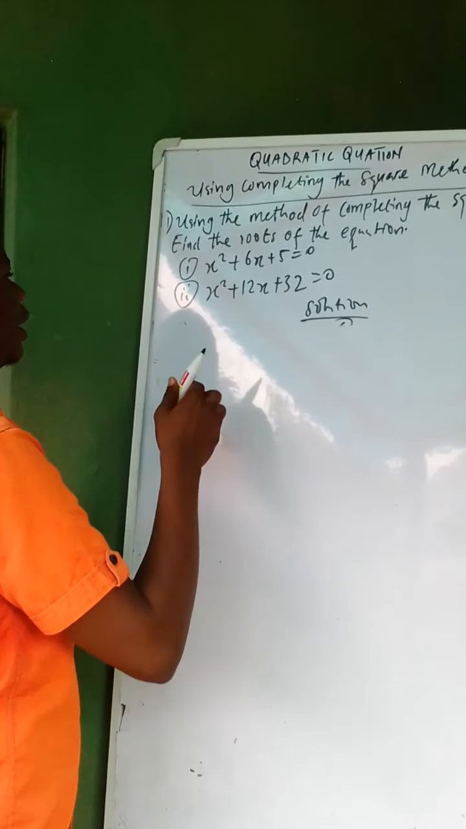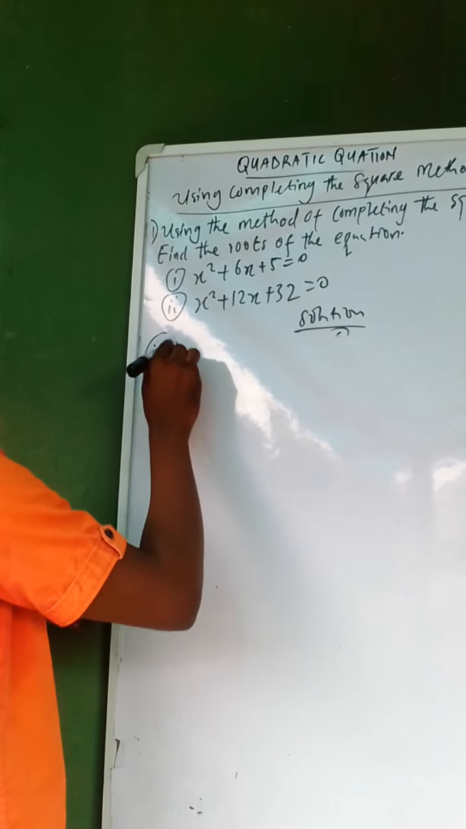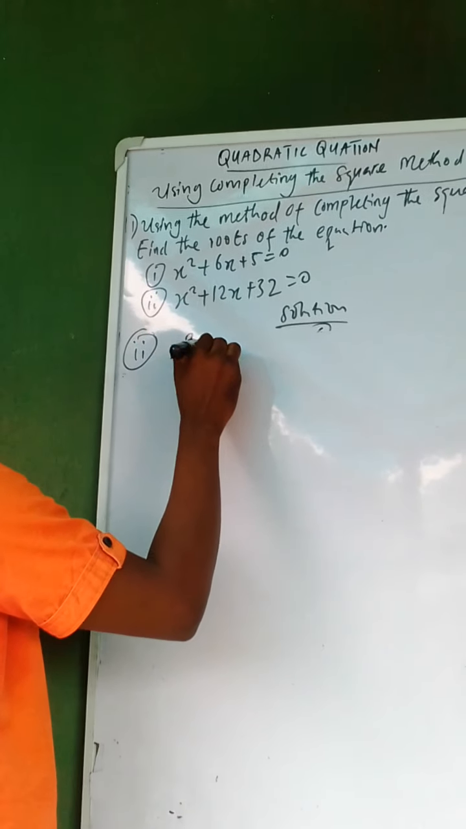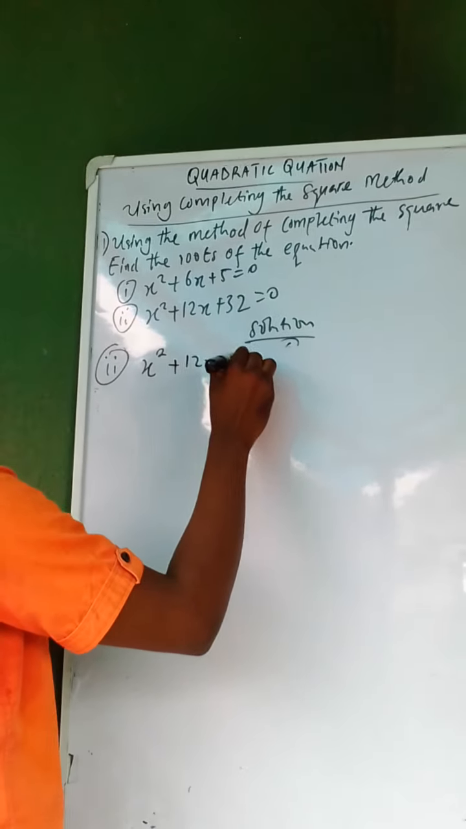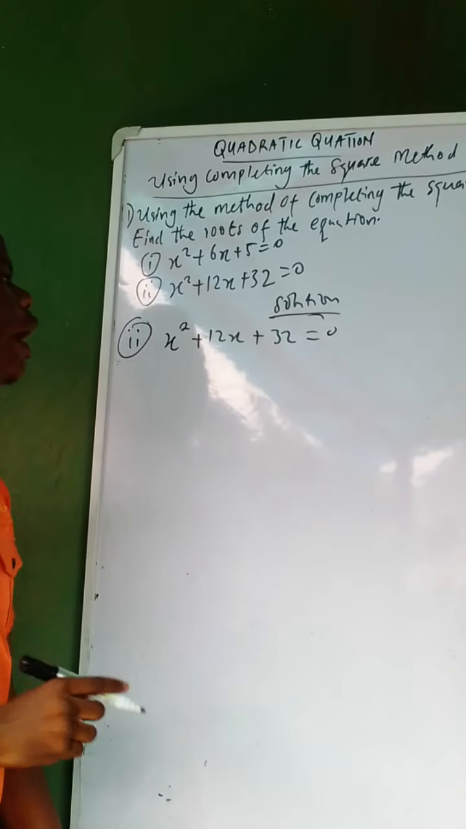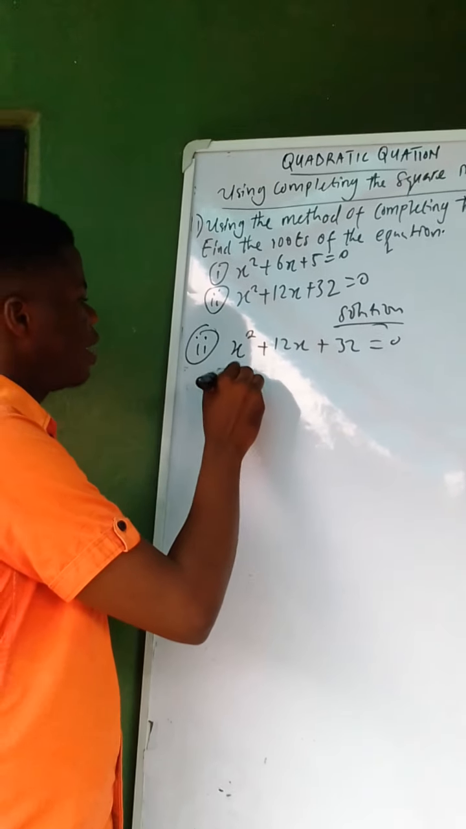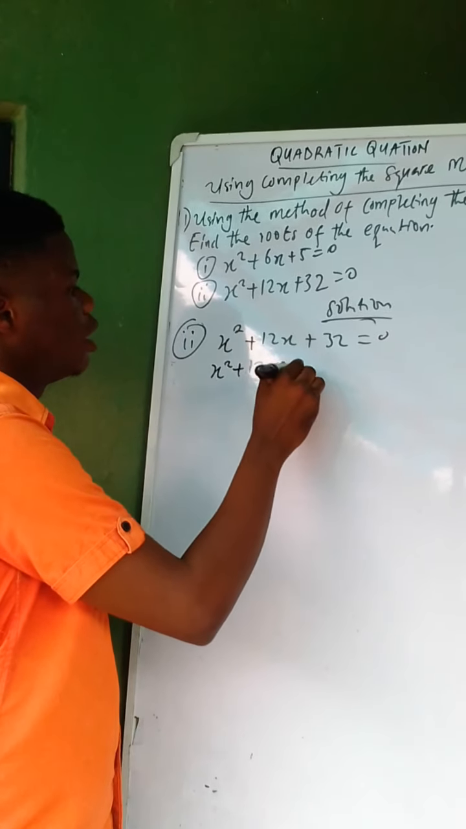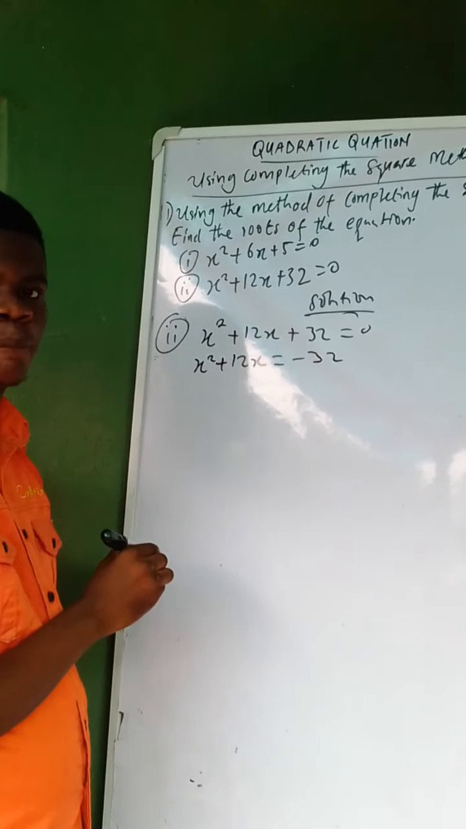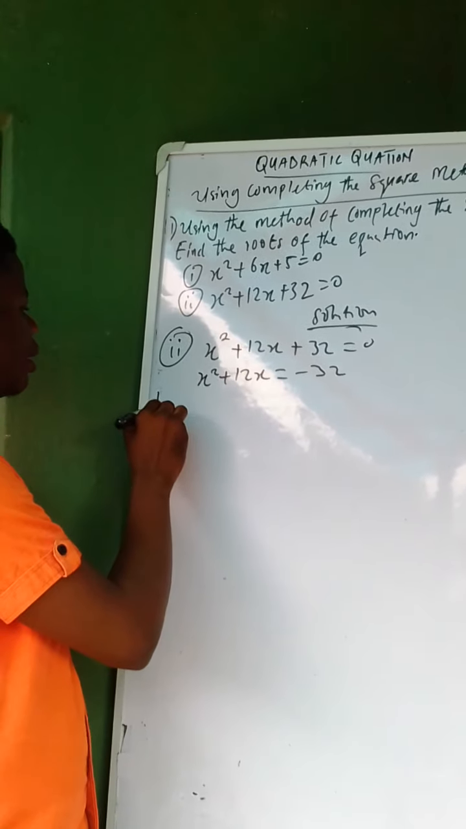So the next one is x squared plus 12x plus 32 equals to 0. So I told you the first step is taking this to the right hand side. So when I do that, I have x squared plus 12x equals to minus 32. You got me? So the next step is halving this.